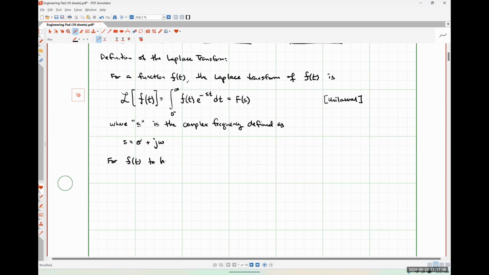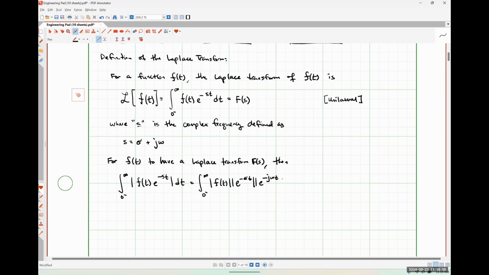for f of t to have a Laplace transform F of s, then the integral from 0 minus to infinity of the magnitude of f of t e to the negative st dt would be the same as the integral from 0 minus to infinity of the magnitude of f of t times the magnitude of e to the negative sigma t times the magnitude of e to the negative j omega t dt.